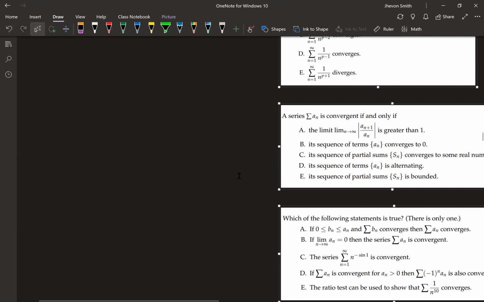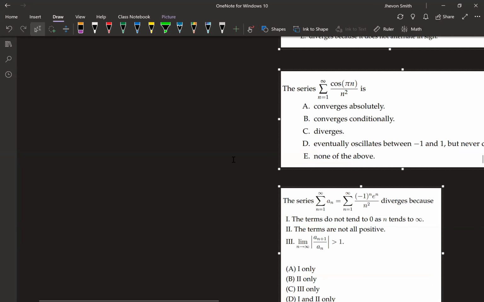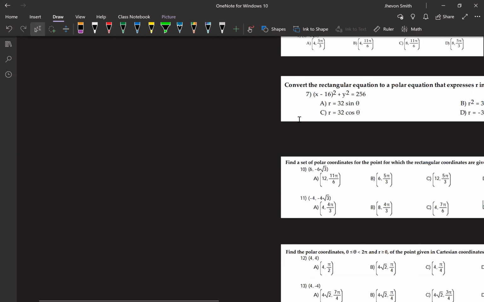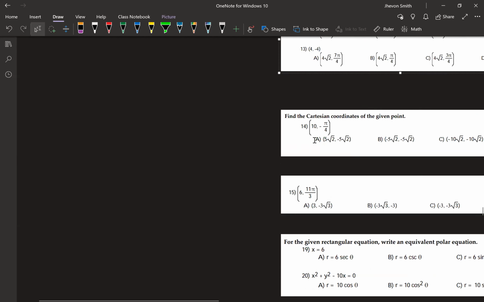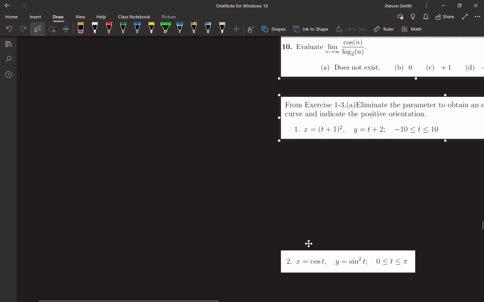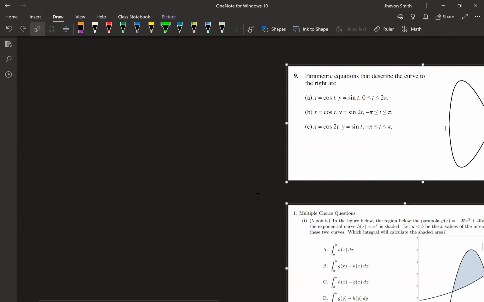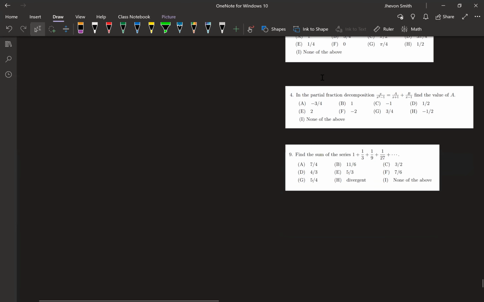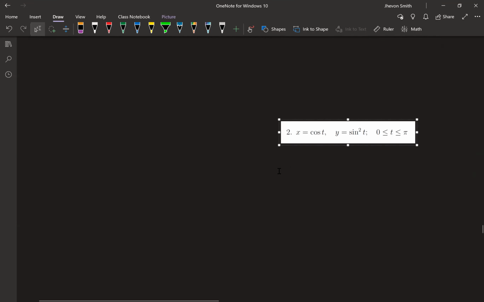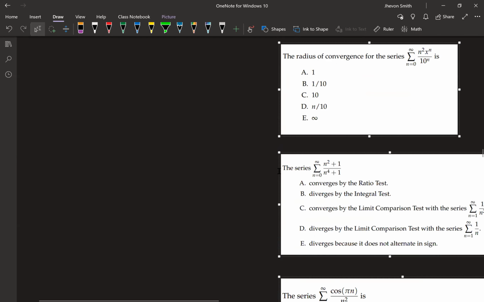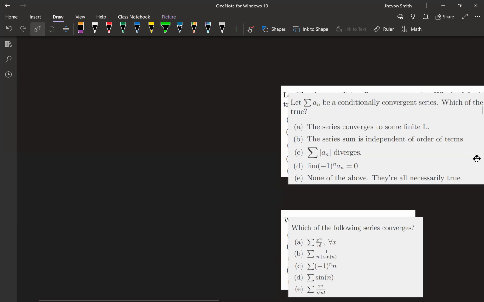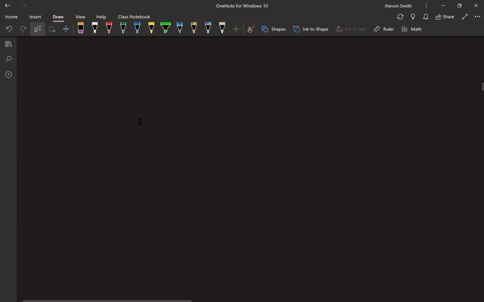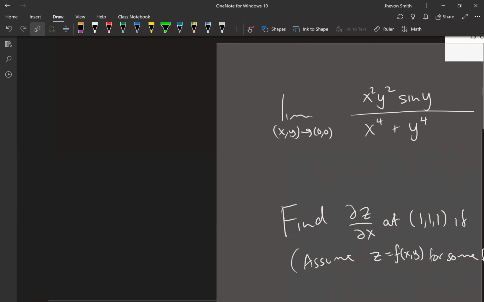Look at all these treats I have for you guys. Series, you guys remember that stuff? Polar coordinates, a little bit more recent. I won't go through all of those. All this stuff, look at all this good stuff. I think that's it, okay. Just want to move them to the side so they're out of the way. These were some longer form problems.